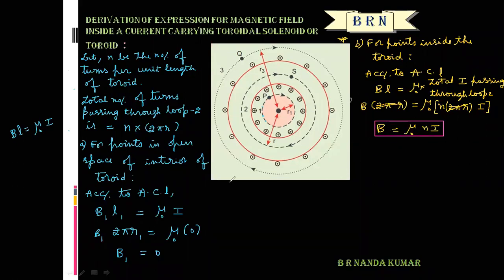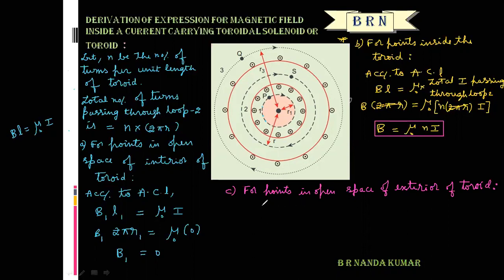And the last case, for points in open space of exterior of toroid. So these are the points in open space of exterior of toroid.